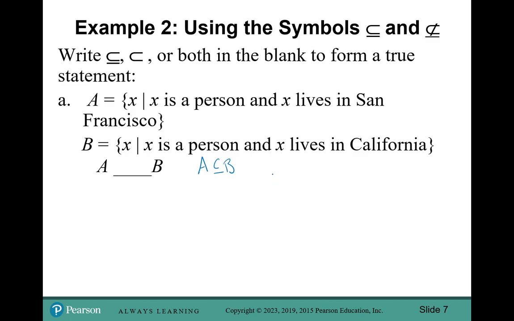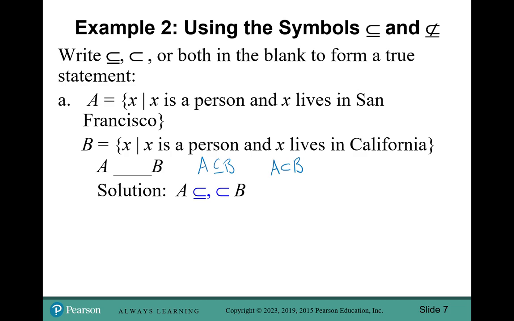That means, take a minute to think about what I just said. That means that A is also a proper subset of set B, because A and B are not equal. So your solution here is that A is a subset and a proper subset of set B. It can be both. Okay.